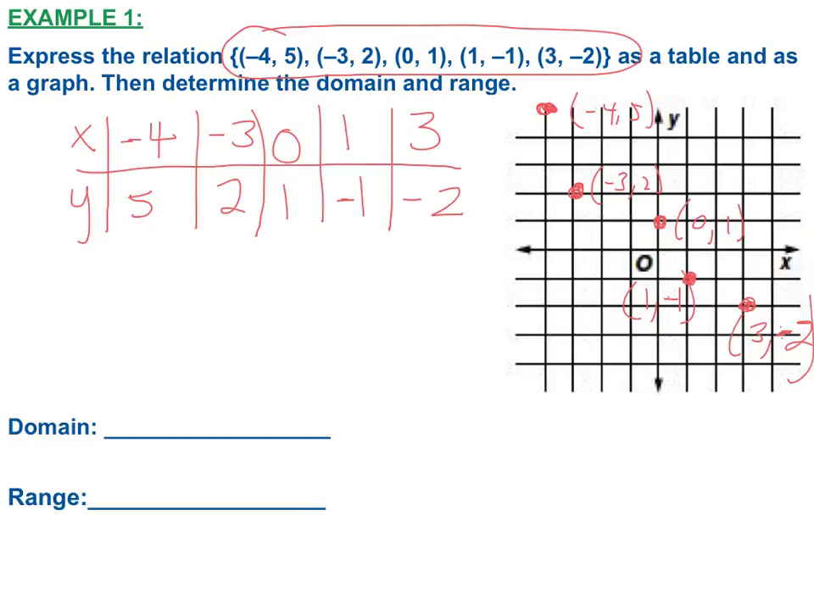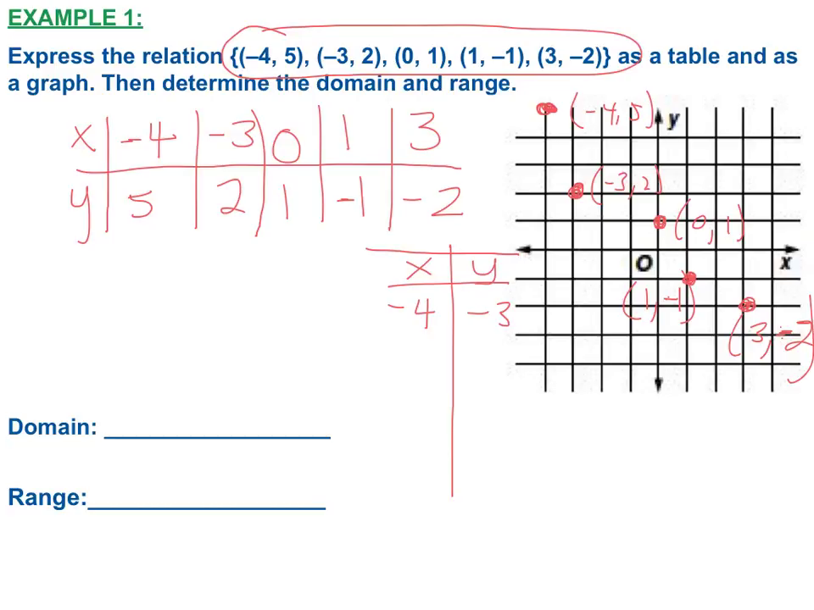I said you could also make the table vertically. What that would look like would be like this. X values go on the left, Y values go on the right. So for example, it would look like this, and so on.